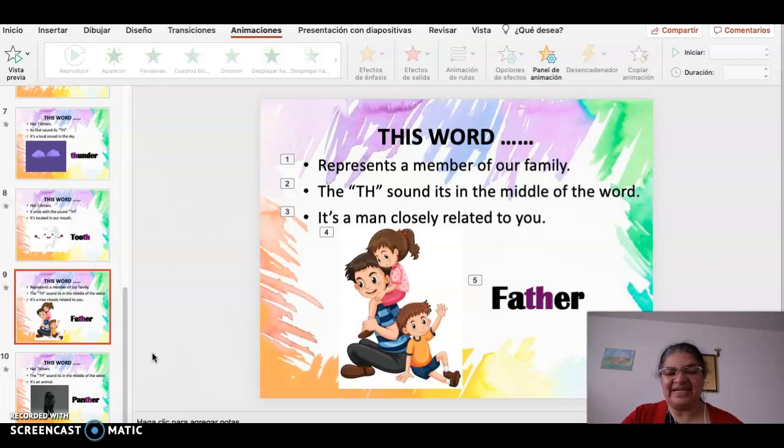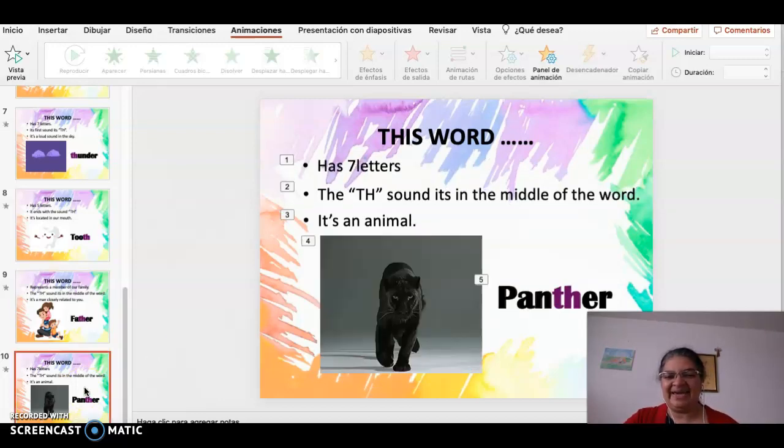The last one is an animal. Usually it is black. It is of the lion's family, and it also has the th sound in the middle of the word. Who can guess which is the word? Okay, it has 7 letters and the word is panther.